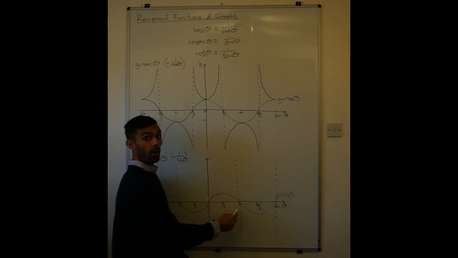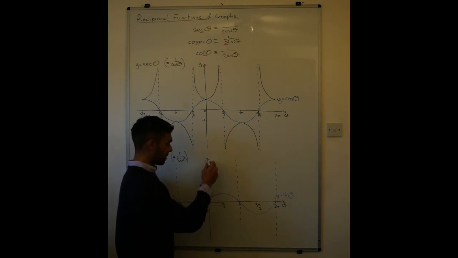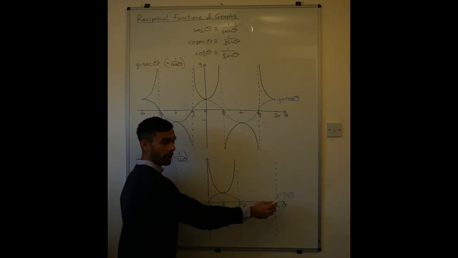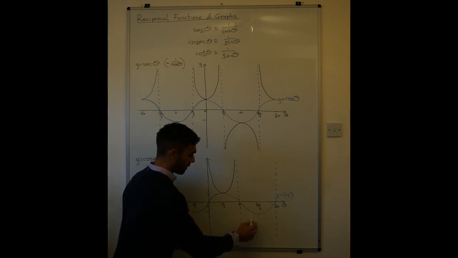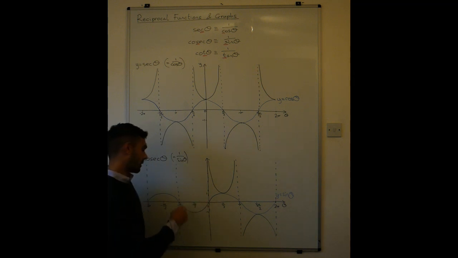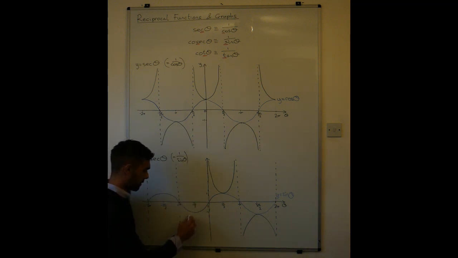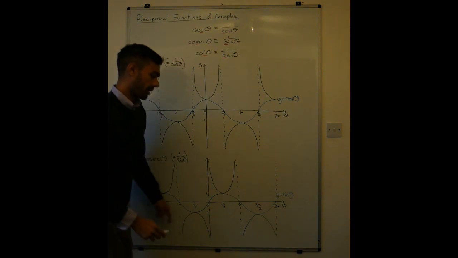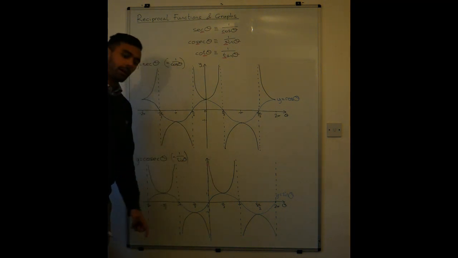So from 0 to pi, cosec will be that. From pi to 2 pi, we will have that. And I can do a similar thing on the left hand side. And there you go. Cosec is represented by these black curves on the graph.